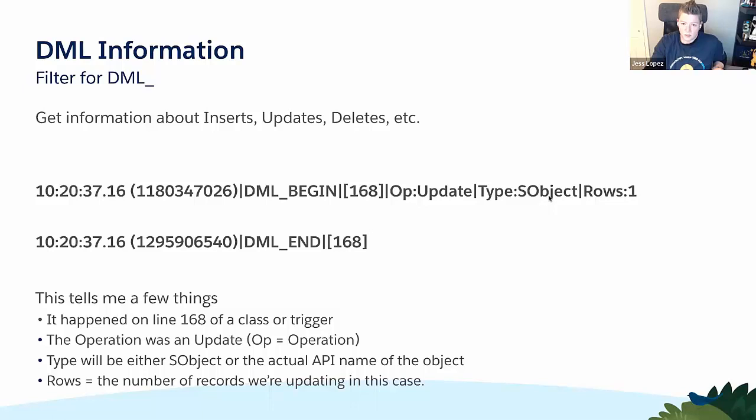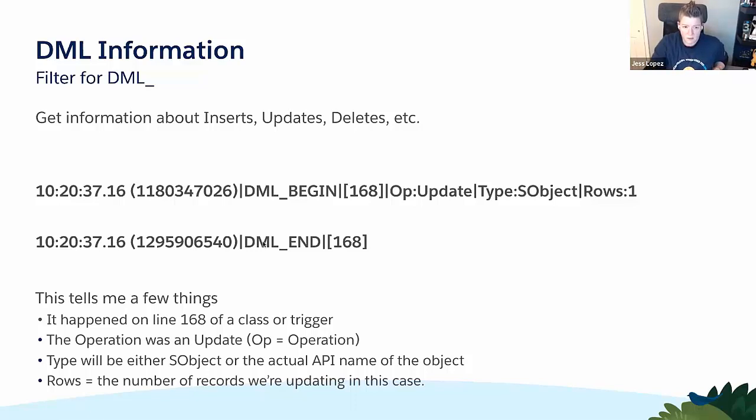Now this one's a little bit weird. It says SObject, and that's because it's related to the Nonprofit Success Pack. And in this case, we were doing something sort of general around SObjects. But typically you would see the API name of the actual object that you were doing your DML on here. And then the number of rows that you attempted to do that DML on.